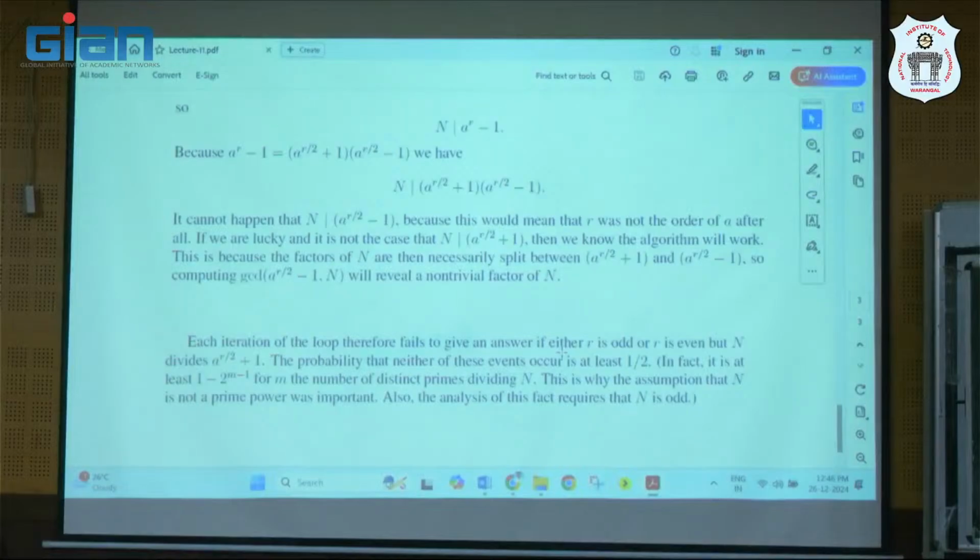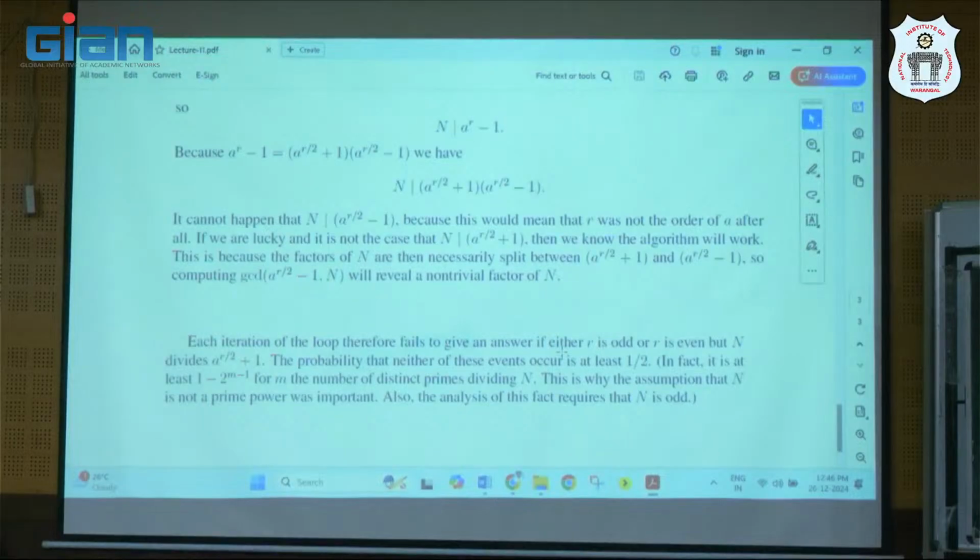The probability that none of these two bad events occur. What are the two bad events? R is odd, and n divides a to the power r over 2 plus 1. If those two bad events don't occur, then we have found the factor, no? Correct. If r is even and n does not divide a to the r over 2 plus 1, then we find the factor. Agreed? Yes?